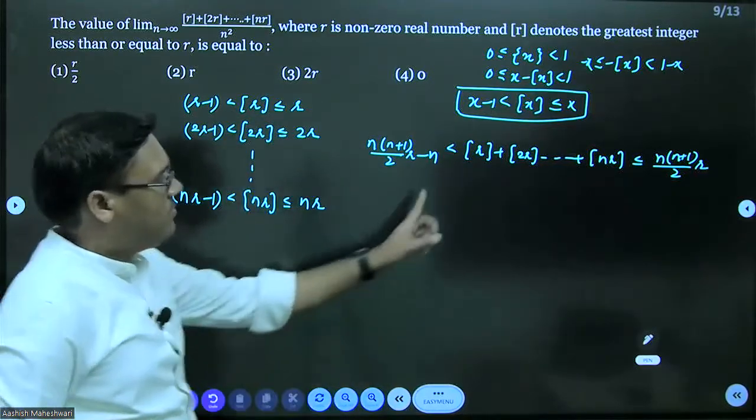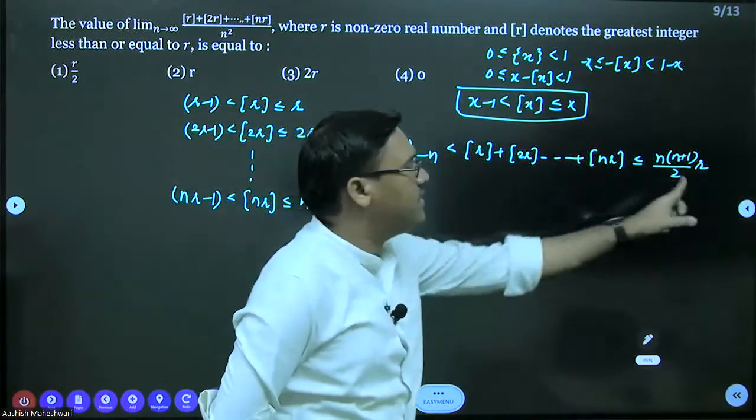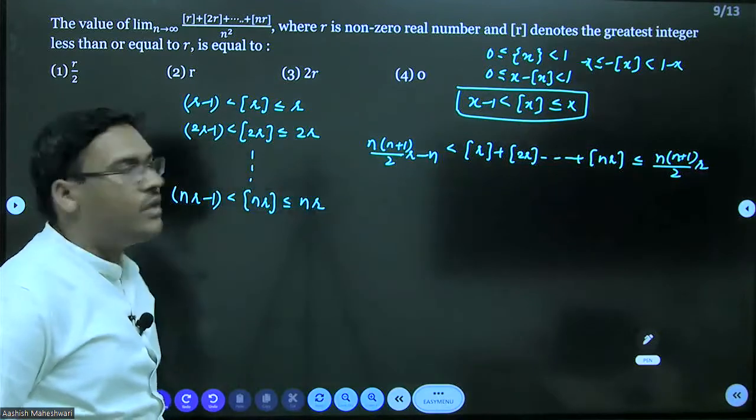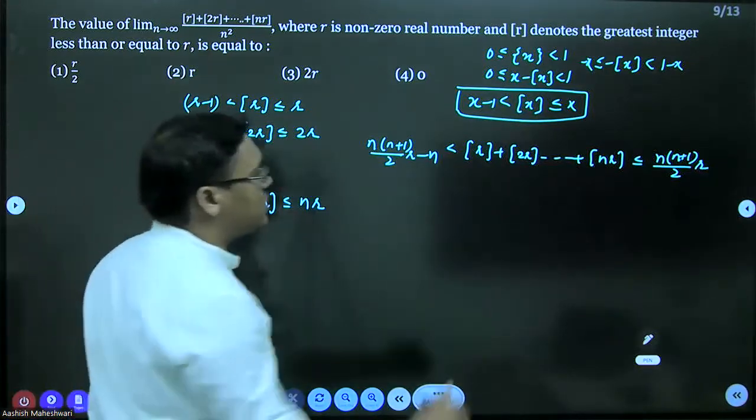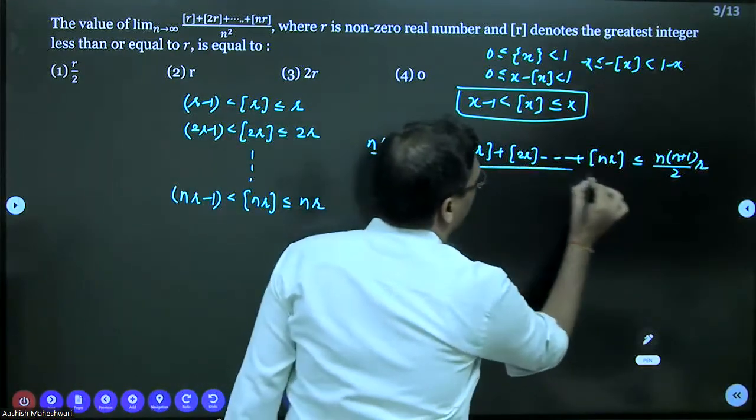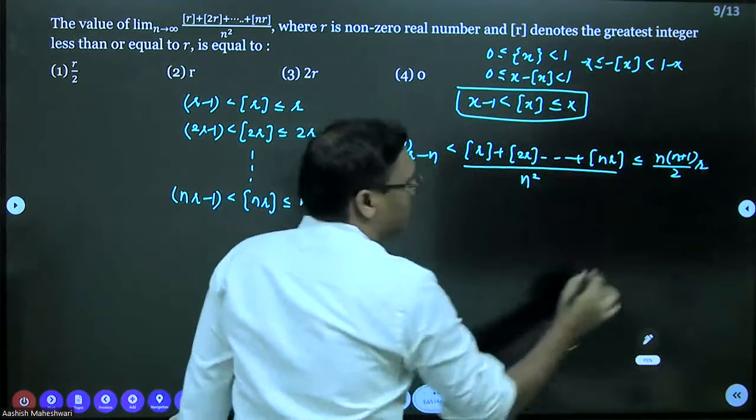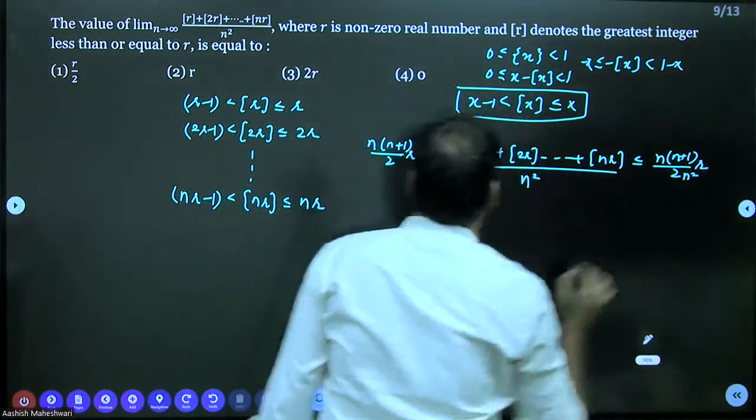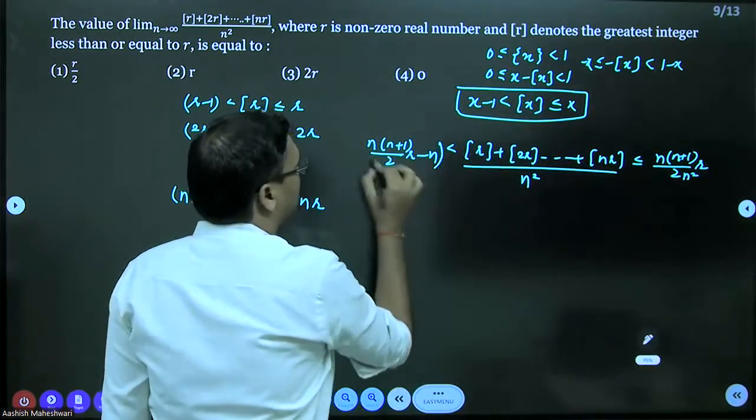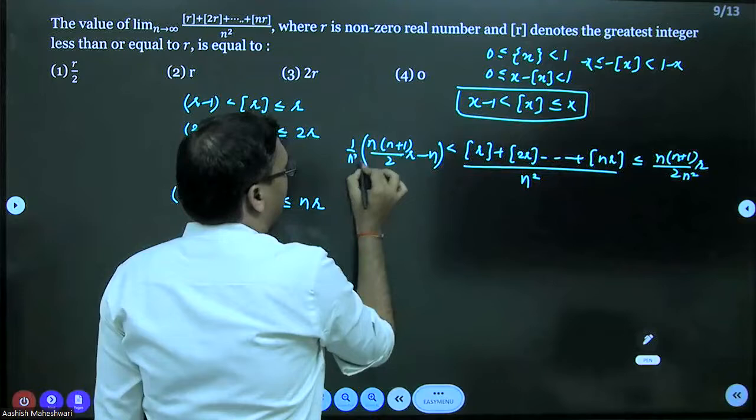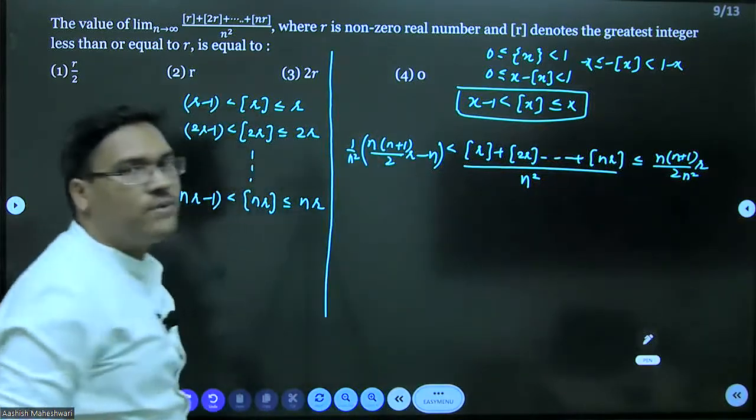Now see, we have this value in between these two values. And now we have to divide by n square. So when you divide this by n square, this will become n square here, and here also I divide by n square. This is 1 by n square. Just dividing by n square.